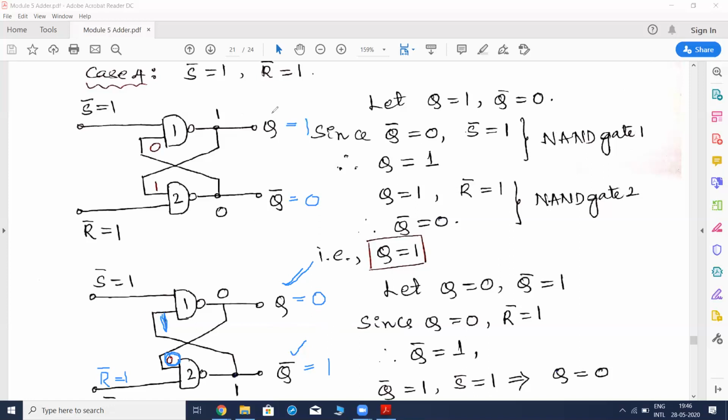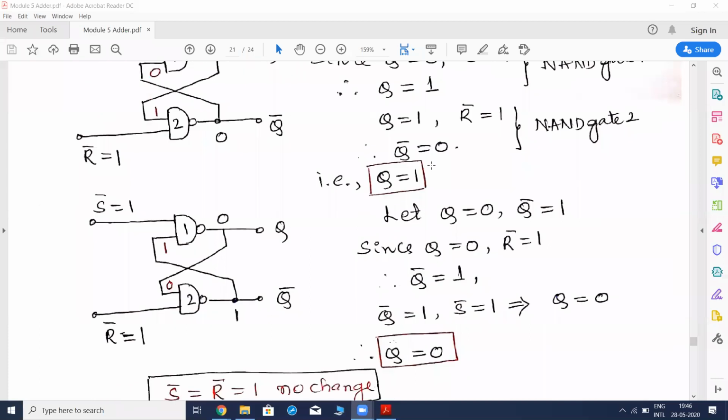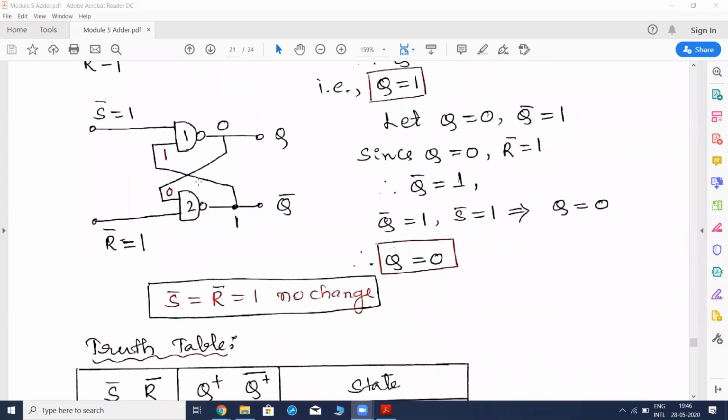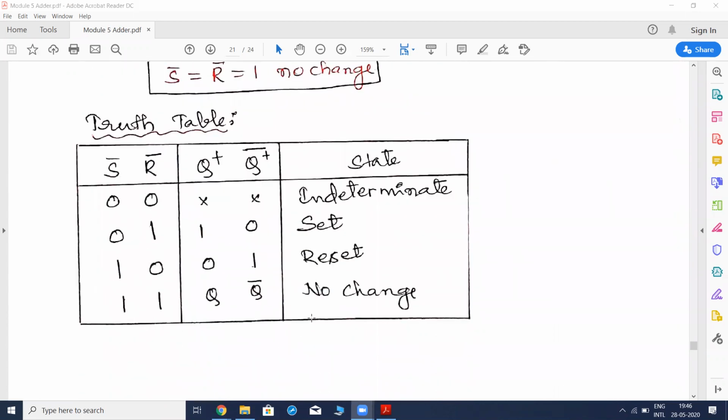So for the S bar R bar latch, when S bar is equal to 1 and R bar is equal to 1, we are getting the no change state. That means it is going to retain its previous state. That is what is written over here: S bar equal to R bar equal to 1 means there is no change. So this truth table will give you all the information.